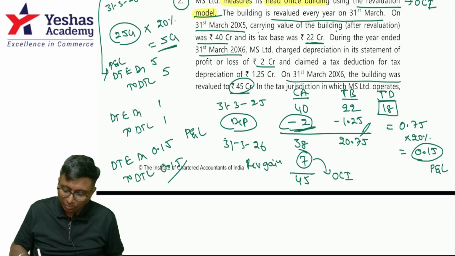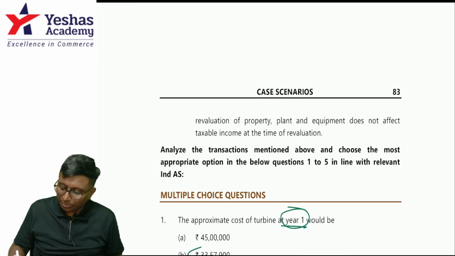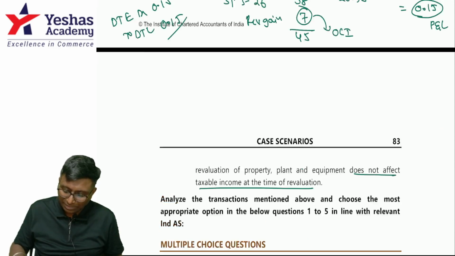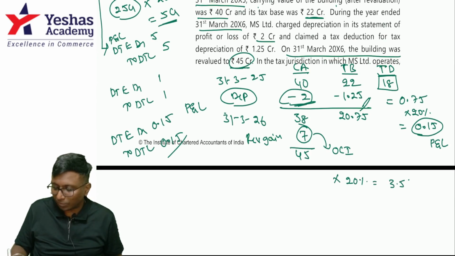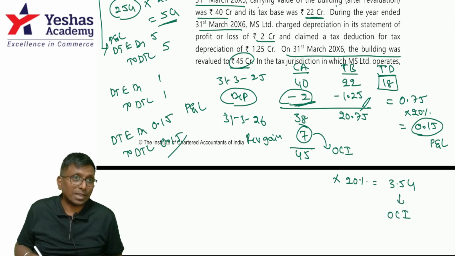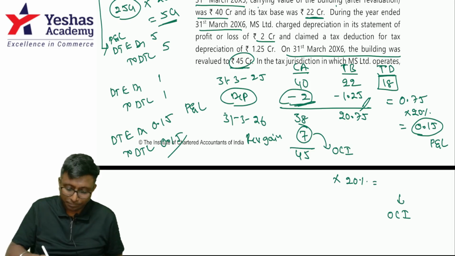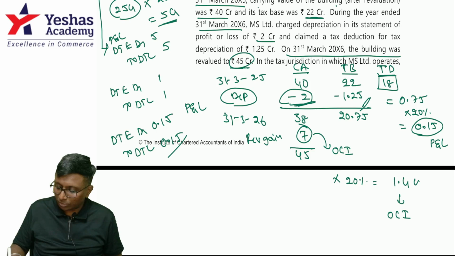Okay, in the tax jurisdiction in which it operates, revaluation of property does not affect the taxable income. That is fine, anyhow nowhere it will be applicable. And 7, what am I supposed to do? 7 into 20 percentage, that is equal to 3.5 CR. Correct? 3.5 CR, what are you supposed to do, my dear? OCI. Sorry, which one? 7 into 20, the answer you are telling. How much? Oh, sorry, 1.4 CR, correct. 1.4 CR should go to OCI.